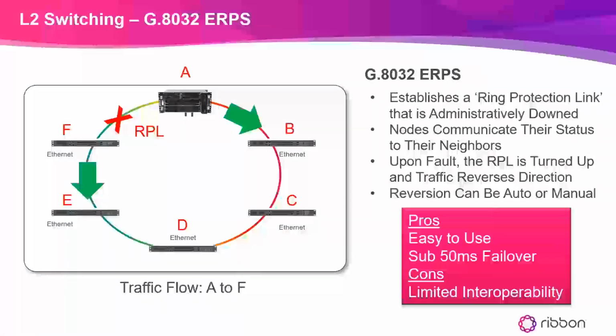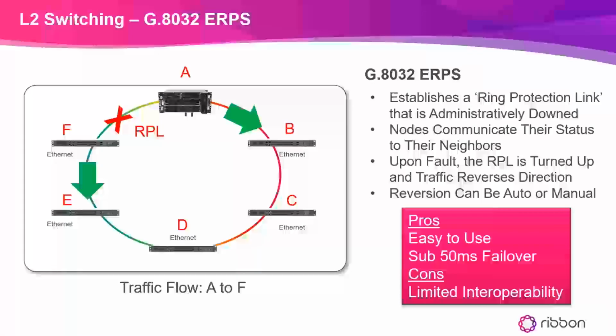Okay? So all nodes, again, are communicating with their neighbors consistently. When a fault is declared, again, usually about 10 milliseconds it takes to declare a fault, let's say that fault is between B and C. Then B and C say, hey, I can't see my neighbor anymore, and they declare a fault.